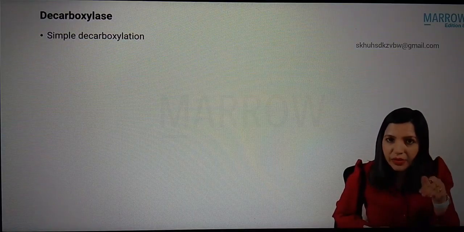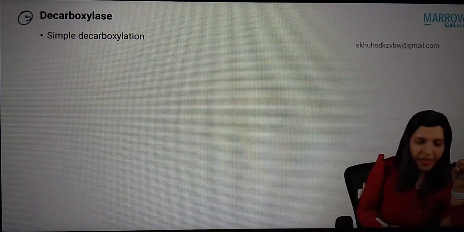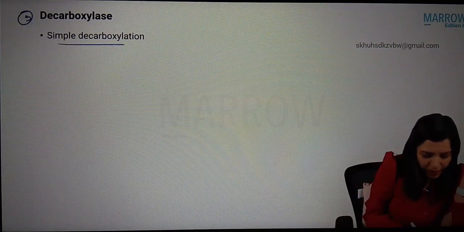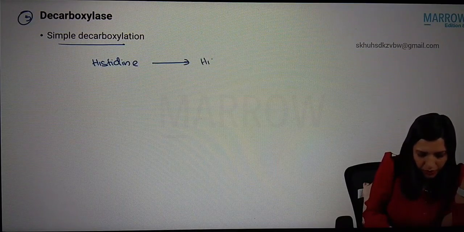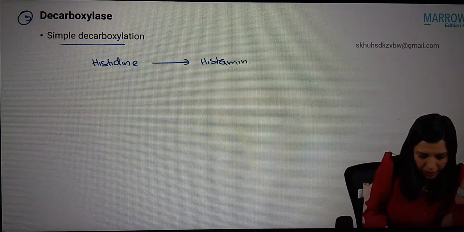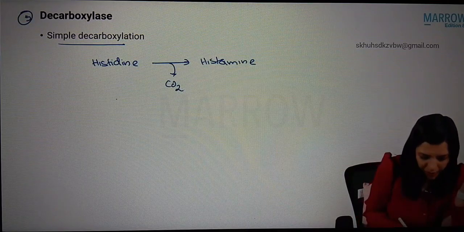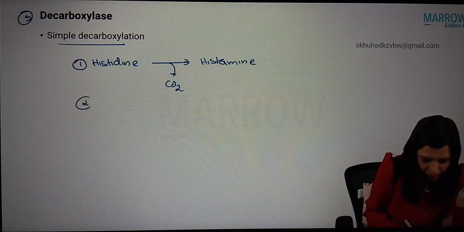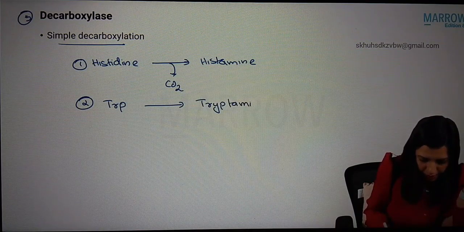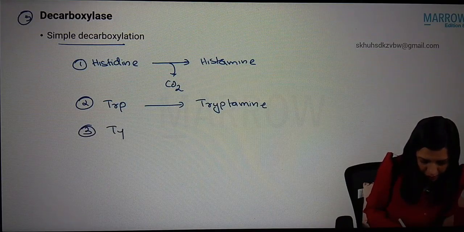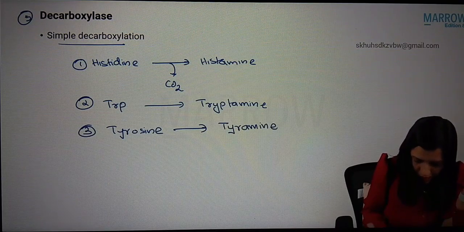Then we have other examples also, because it's conceptually important. That's why I'm saying it here. The fifth example of a lyase is decarboxylases. I'll give you some examples here. Histidine is converted to histamine, where a carbon dioxide is removed. So it is atom elimination, histamine. Then if it is tryptophan, it will become tryptamine. If it is tyrosine, it will become tyramine.